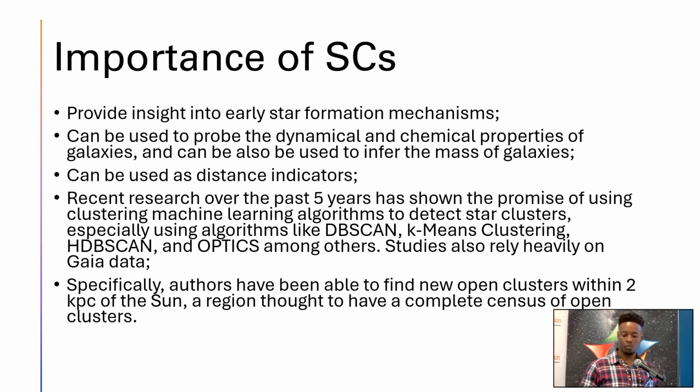So one example of this was a situation where, I want to say, in 2003, it was found that the survey of open clusters within a distance of 2 kiloparsecs of the sun was thought to be complete, but many authors since, in the last 5 years, have been able to detect star clusters within that particular distance of the sun, which likely indicates that there's a lot more to learn.